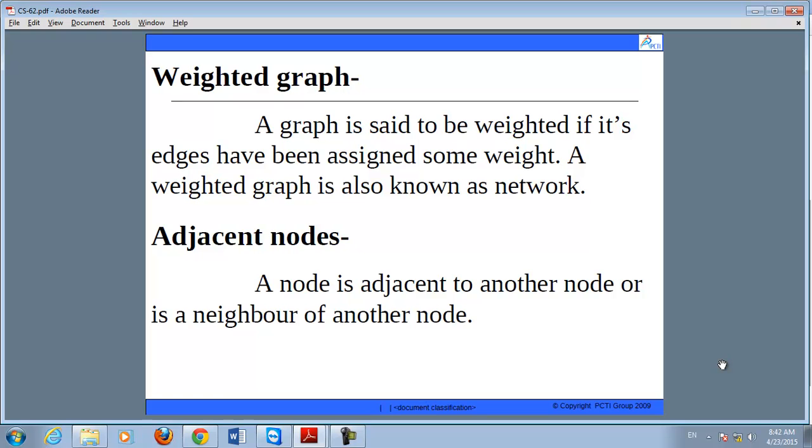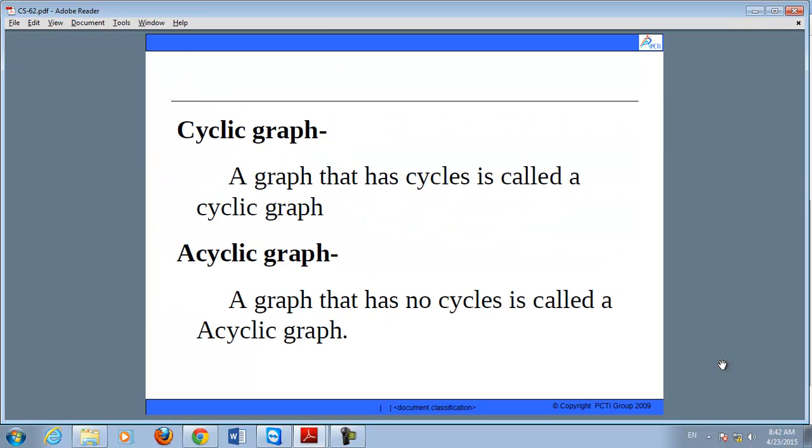Now, adjacent node: a node is adjacent to another node, or you can say is a neighbor of another node. Now what is a cyclic graph? A graph that has cycles in it is called a cyclic graph, and a graph that doesn't have cycles in it is called or known as an acyclic graph.